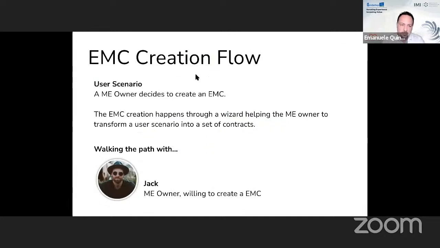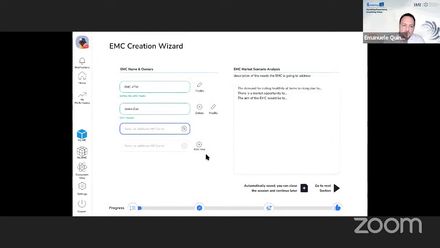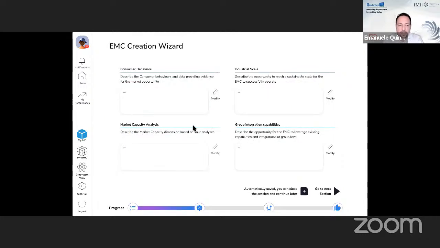A second very important concept is the EMC Creation Journey. And we are going to have a wizard that will help us to create EMCs around the user scenarios, to describe the services that they cover, but also to explain the conditions through which microenterprises are going to join the EMCs. So the EMC will have owners. It will be launched based on a market scenario analysis that the owner or the owners are going to submit. It will need to also create a number of detailed insights about consumer behaviors, market capacity, the scale, group integration capabilities. So this is information that the owner will create.